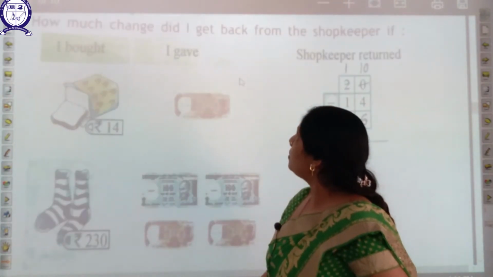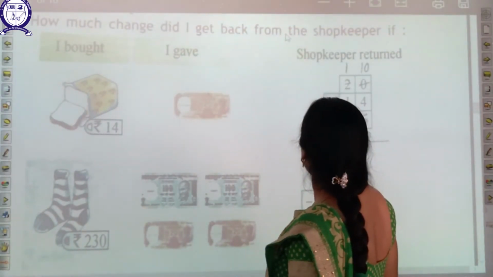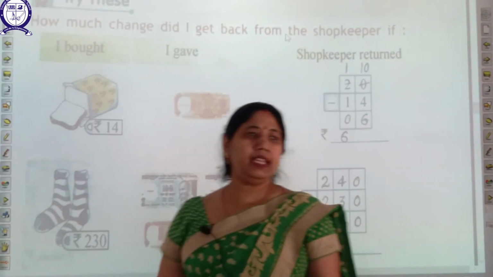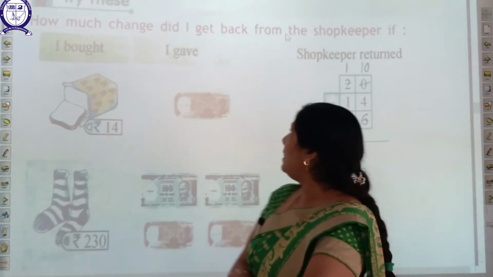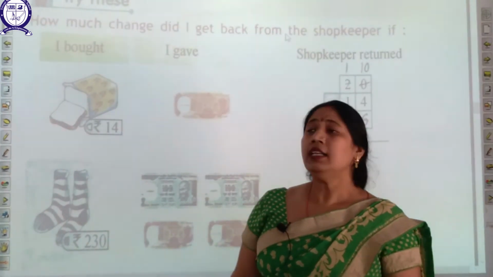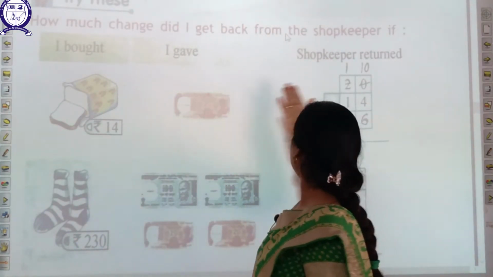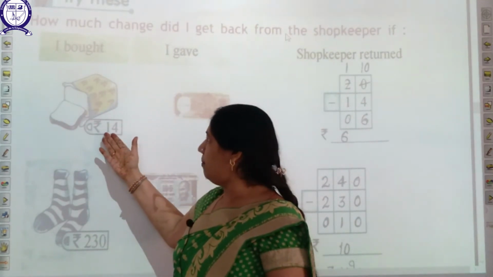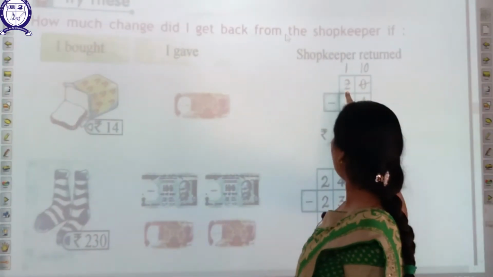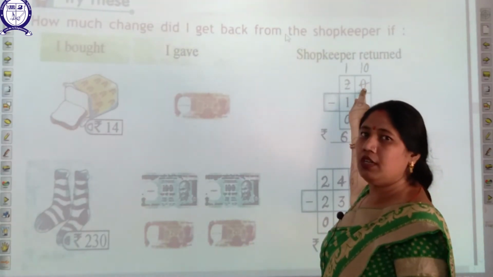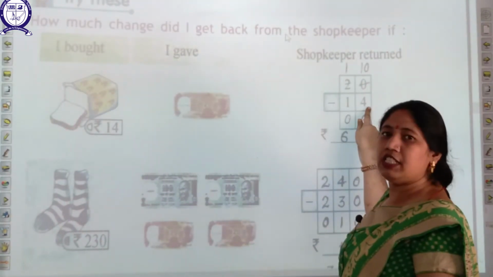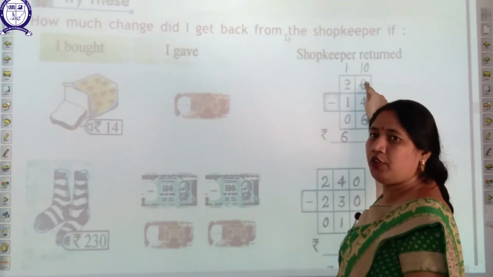Try this. How much change do I get back from the shopkeeper? This item I bought, and this I gave, means I gave a note and bought the things. I gave a note of 20, and I bought the item with the money 14. So we have to subtract. We gave the shopkeeper a 20 rupee note and we bought a slice that costs 14. So 14 out of 20.